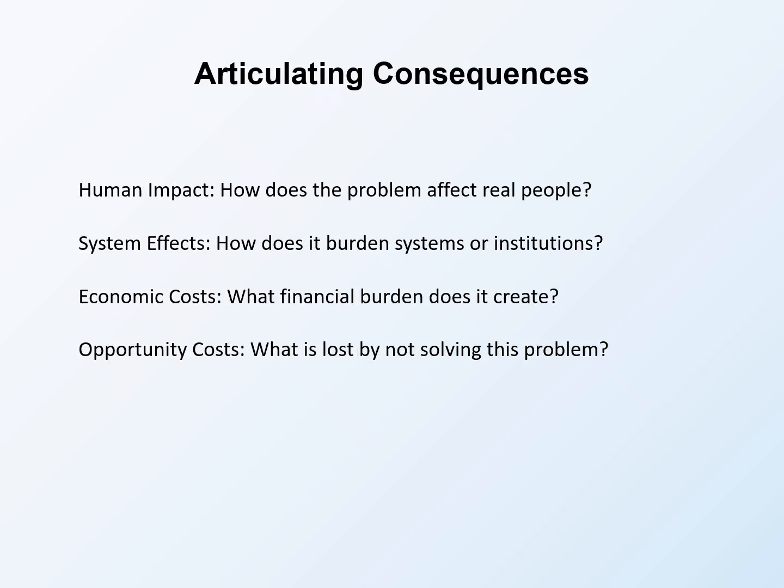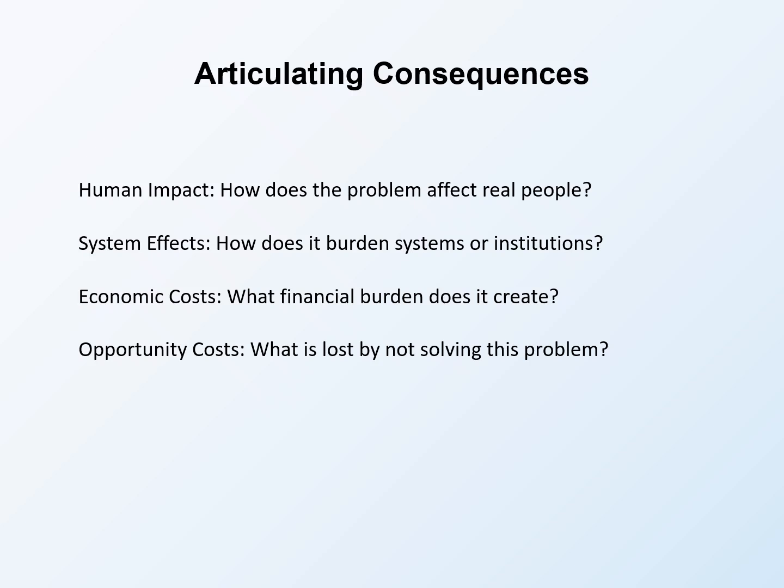Articulating consequences helps reviewers understand what is at stake. Human impact describes how the problem affects real people in tangible ways. Disease causes suffering. Educational gaps limit opportunity. Environmental degradation harms communities. Connecting to human impact makes significance personal and compelling.